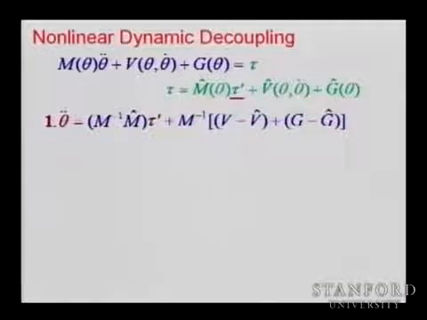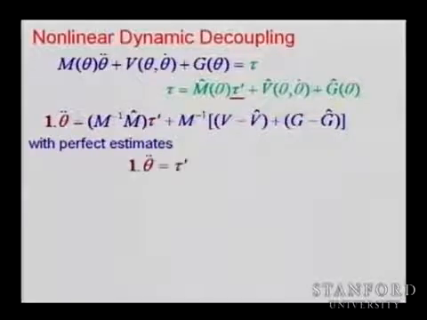M minus 1 and m hat. If m hat is identical to m, m minus 1 m is identity. So with a perfect estimate, this is your behavior. Magical. Essentially, the nonlinear dynamic decoupling of a multi-body system relies on this structure.